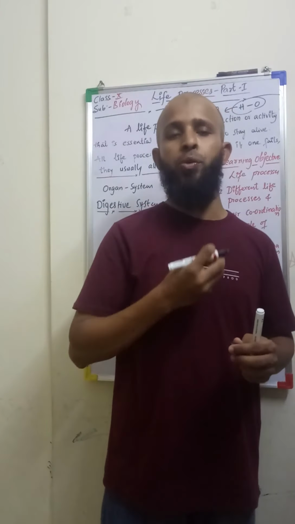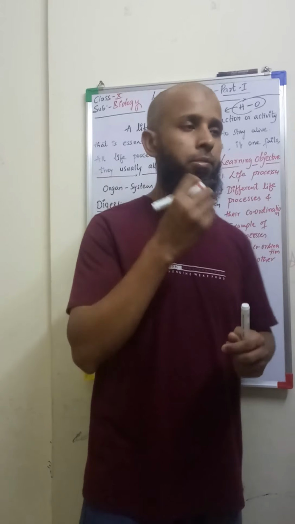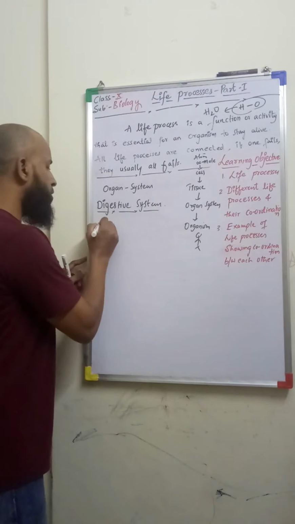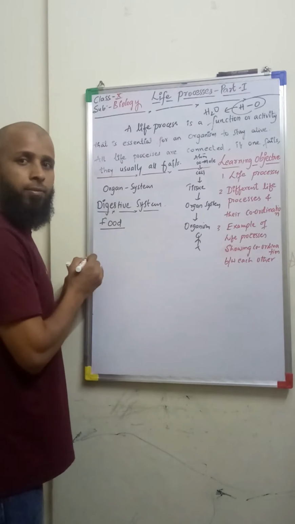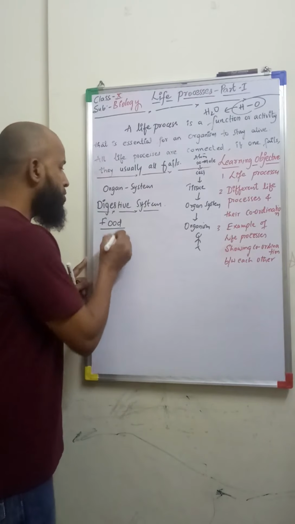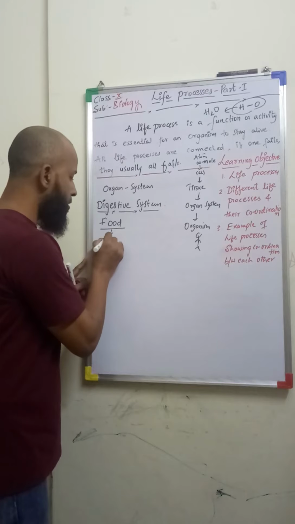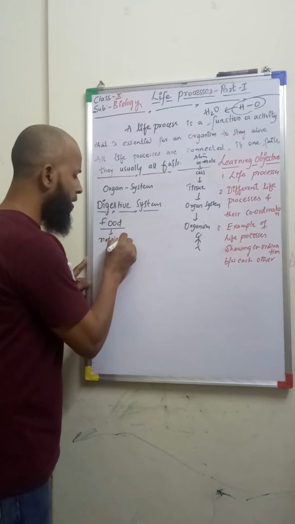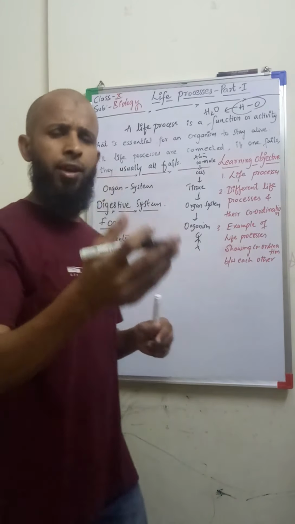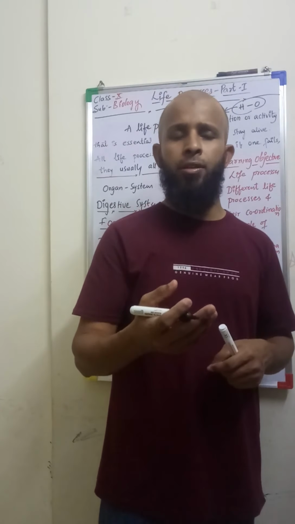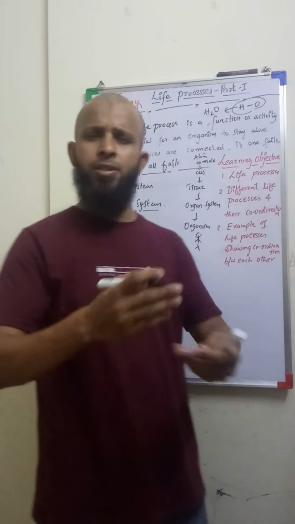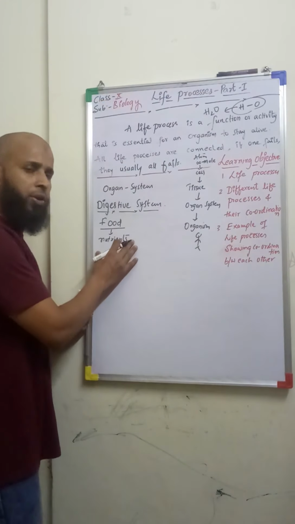They take the food into their body through the mouth. Okay, so what do they take? They take the food. Okay, right? So now what does the food contain? It contains the different nutrients like carbohydrates, fat, protein, vitamins and minerals.